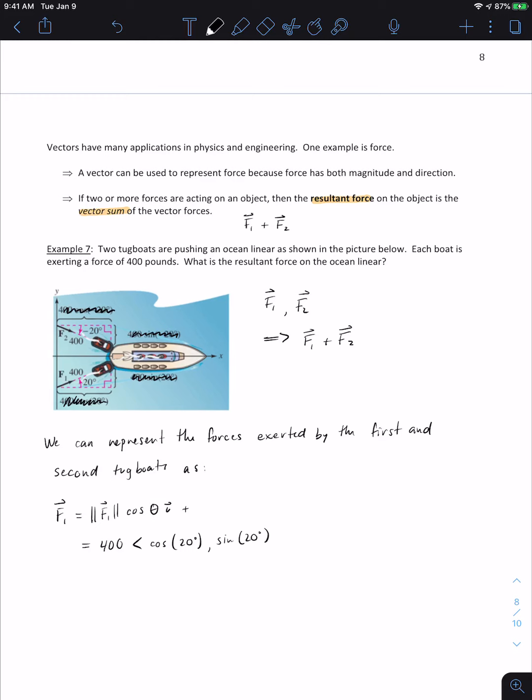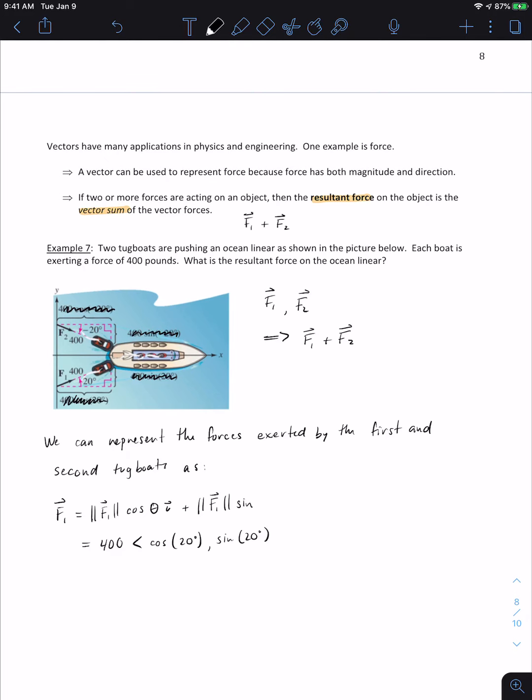times i plus the magnitude sine of theta times j. Just because we're in this section, we could do it either way. The way I was doing it is perfectly fine, but just to practice, because we've done a lot of the component form, let's practice the IJ form. So then, again, this one would be 400 cosine of 20 degrees times i plus 400 sine of 20 degrees times j.